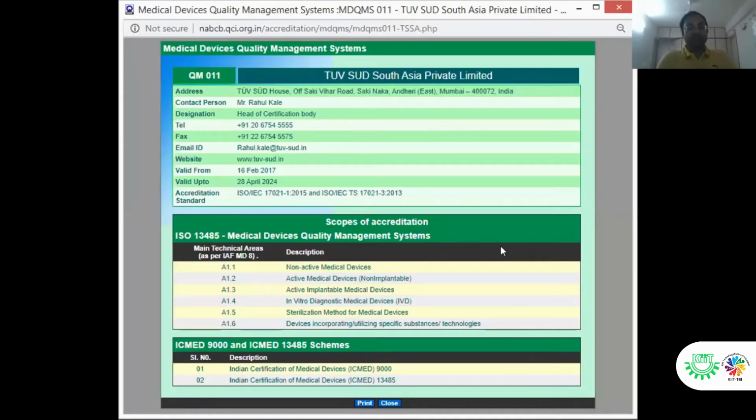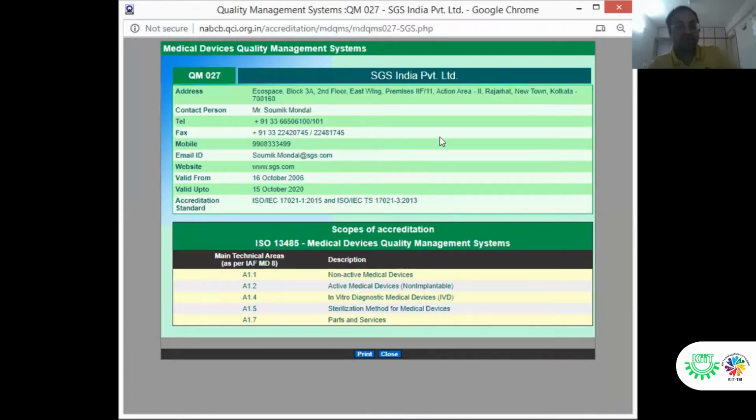So now you are able to see the scope, right? Yes. Now you are able to see the scope of TUV Sud. You can see that TUV Sud has a scope for non-active medical devices, active implantable, in vitro diagnostic, and also for sterilization of medical devices. But for the SGS scope, I will share the screen for that also. Now here you can see the scope of SGS. They don't have a scope for all the devices. They are limited to non-active, active, IVDs and other sterilizations.